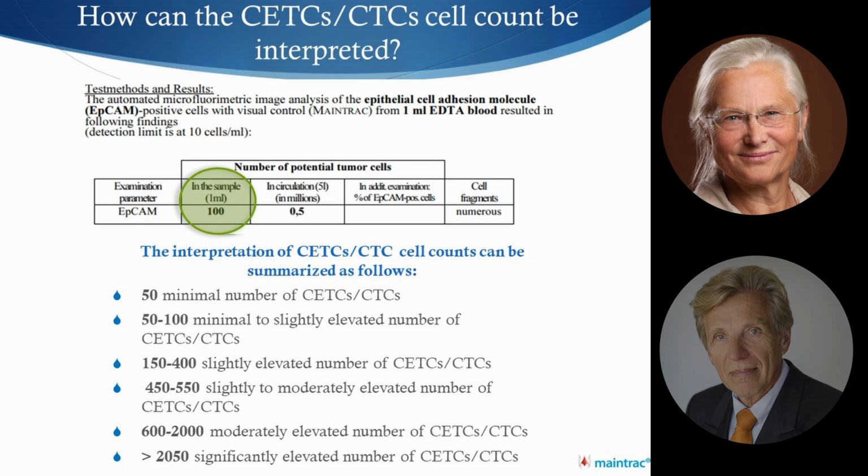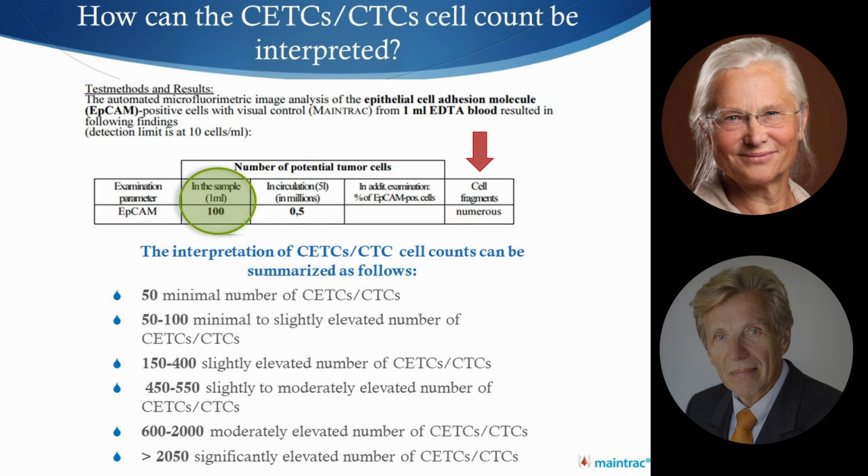We then, in our reports, interpret the number of CET-CTCs. And as you can see, that's how it is represented in our report. There is the number of EpCAM positive cells in the sample, which is 1 ml. And then it's calculated for 5 liters of blood. And in addition, we give estimation of the cell fragments. But it's very difficult to give a number for the cell fragments, because one cell can decay into numerous small fragments.